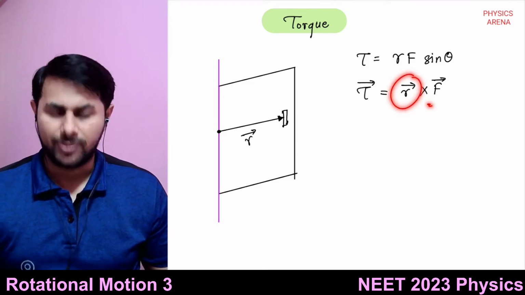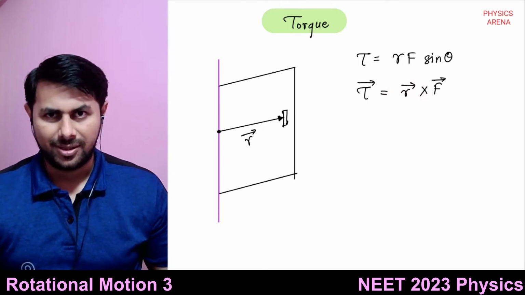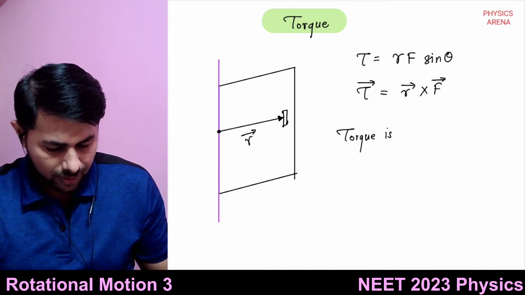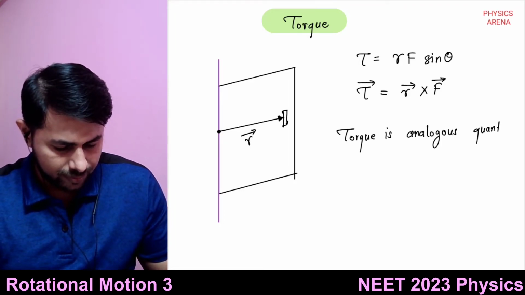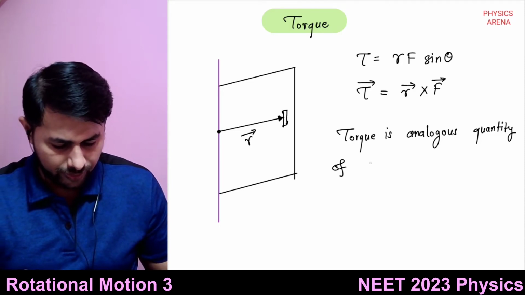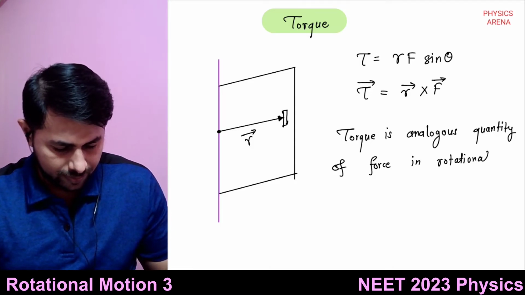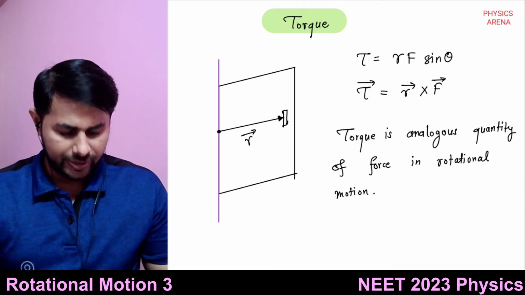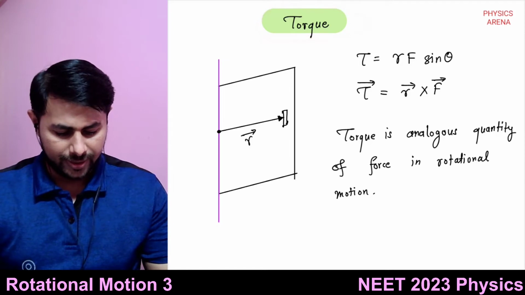The cross product of the position vector and the force will determine how much is the rotational effect. So torque is the analogous quantity of force in rotational motion. Now we got a quantity which governs the rotational motion, and that quantity is called torque, right?